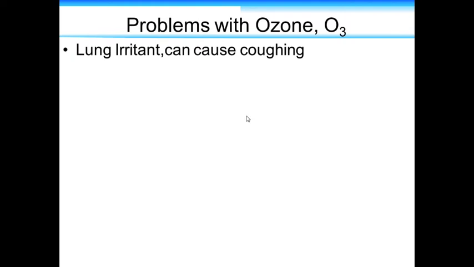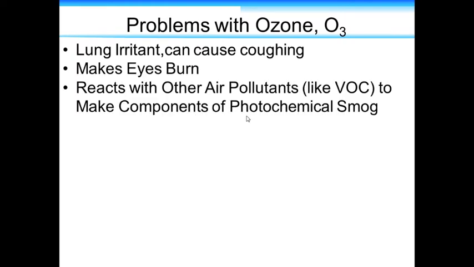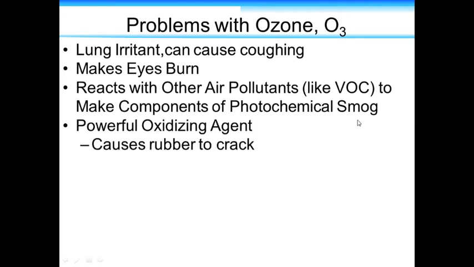So ozone is a lung irritant. It can make your eyes burn. It also can react with volatile organic compounds to make other photochemical smog. It can cause rubber to crack, can kill plants. It's just not something we want in the troposphere. Ozone in the stratosphere, good. Ozone in the troposphere, near the surface of the Earth, bad.